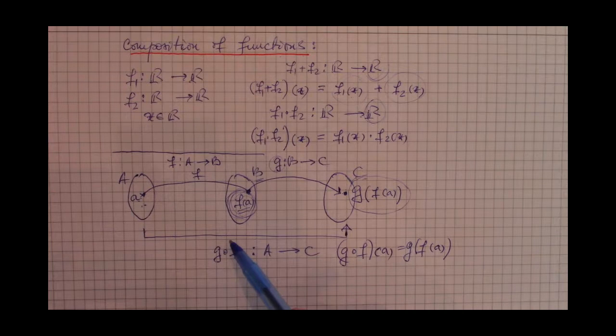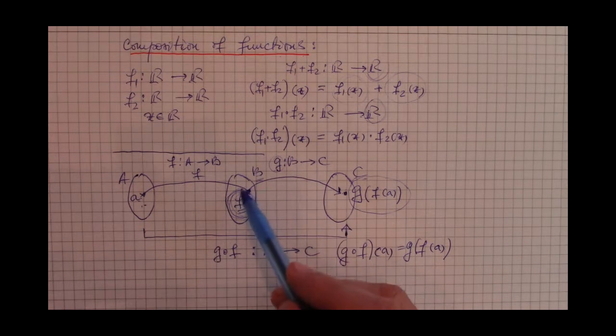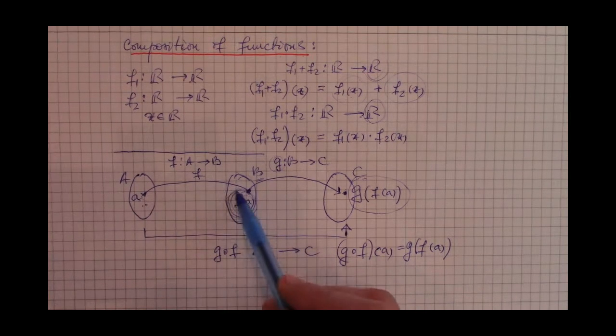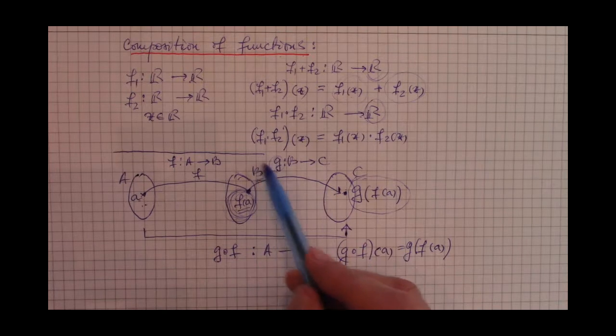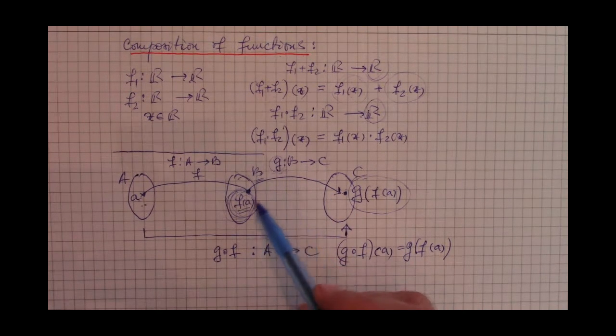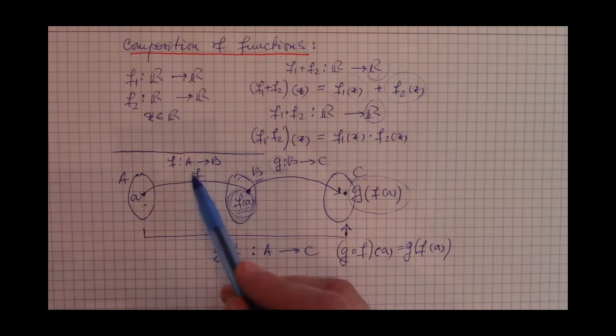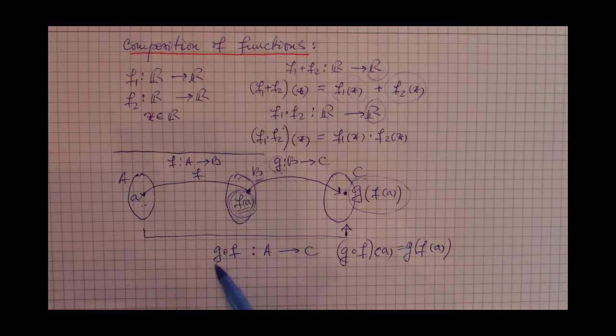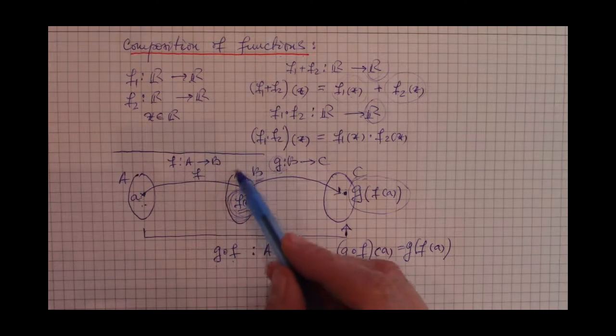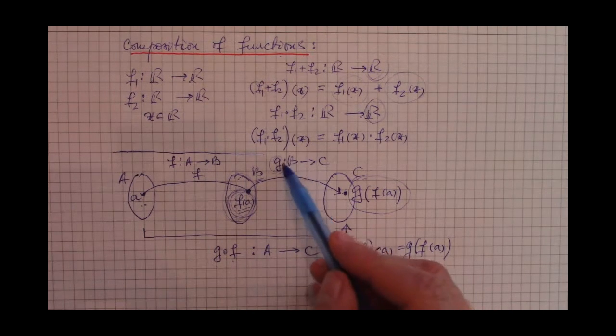One thing we need to remember is that in order for us to compose two functions, it's got to be the case that B, which is the codomain of f, is equal to B, which is the domain of g. We can tweak this condition a little bit, but for now, this is what we need to remember. In order for g composed f to exist, it's got to be the case that the codomain of f is equal to the domain of g.